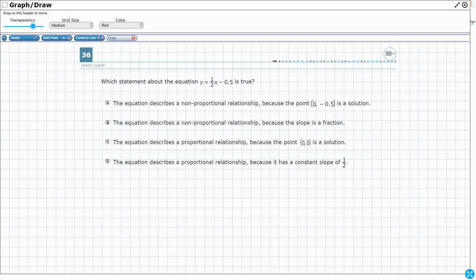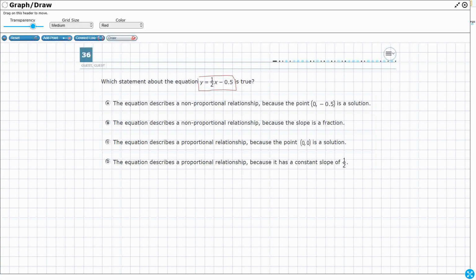All right, so we have a basic equation and we see that it is in our slope-intercept form. So y equals mx plus b. And we need to find a true statement. Two of the statements describe a non-proportional relationship. Two statements describe a proportional relationship. So first, we need to figure out: is it proportional or non-proportional? And then why? Because even if we get that, we still only have a 50-50 chance of guessing unless we can solve the other part of the statement.